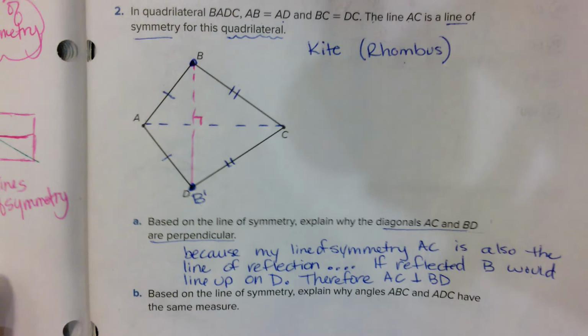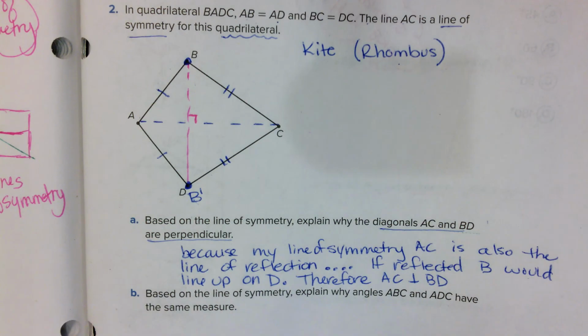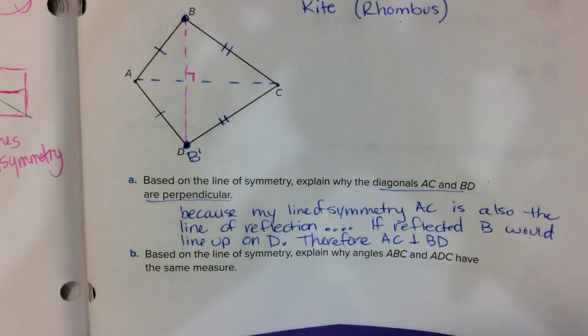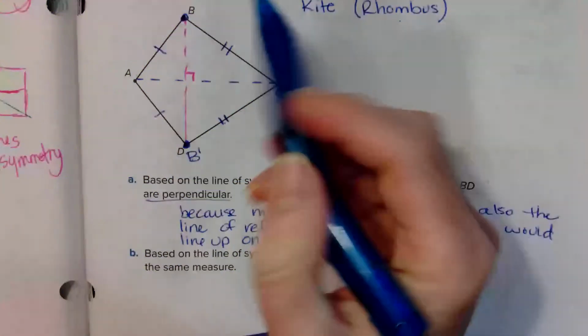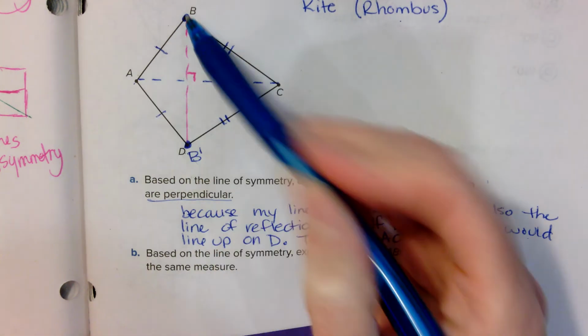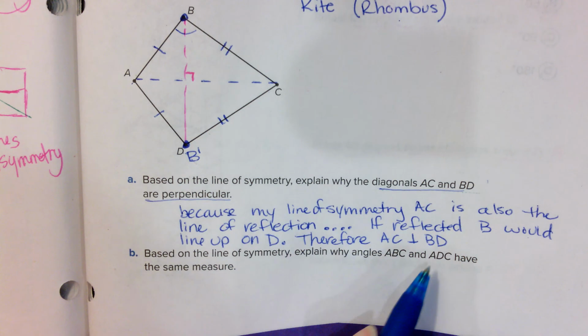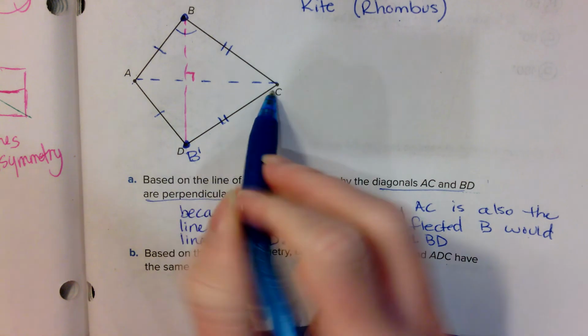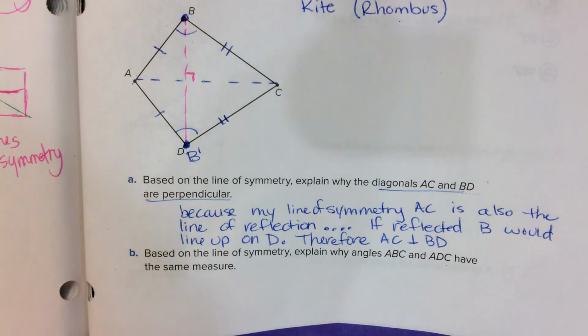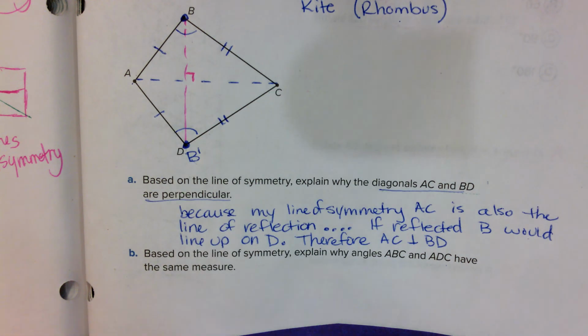Question B on the same page says, based on the line of symmetry, explain why angles ABC and ADC have the same measure. So let's go find those. A, go to it first, B, C. So I'm talking about this big angle on top, and ADC, this big angle on the bottom. And it says explain why they'd be the same.